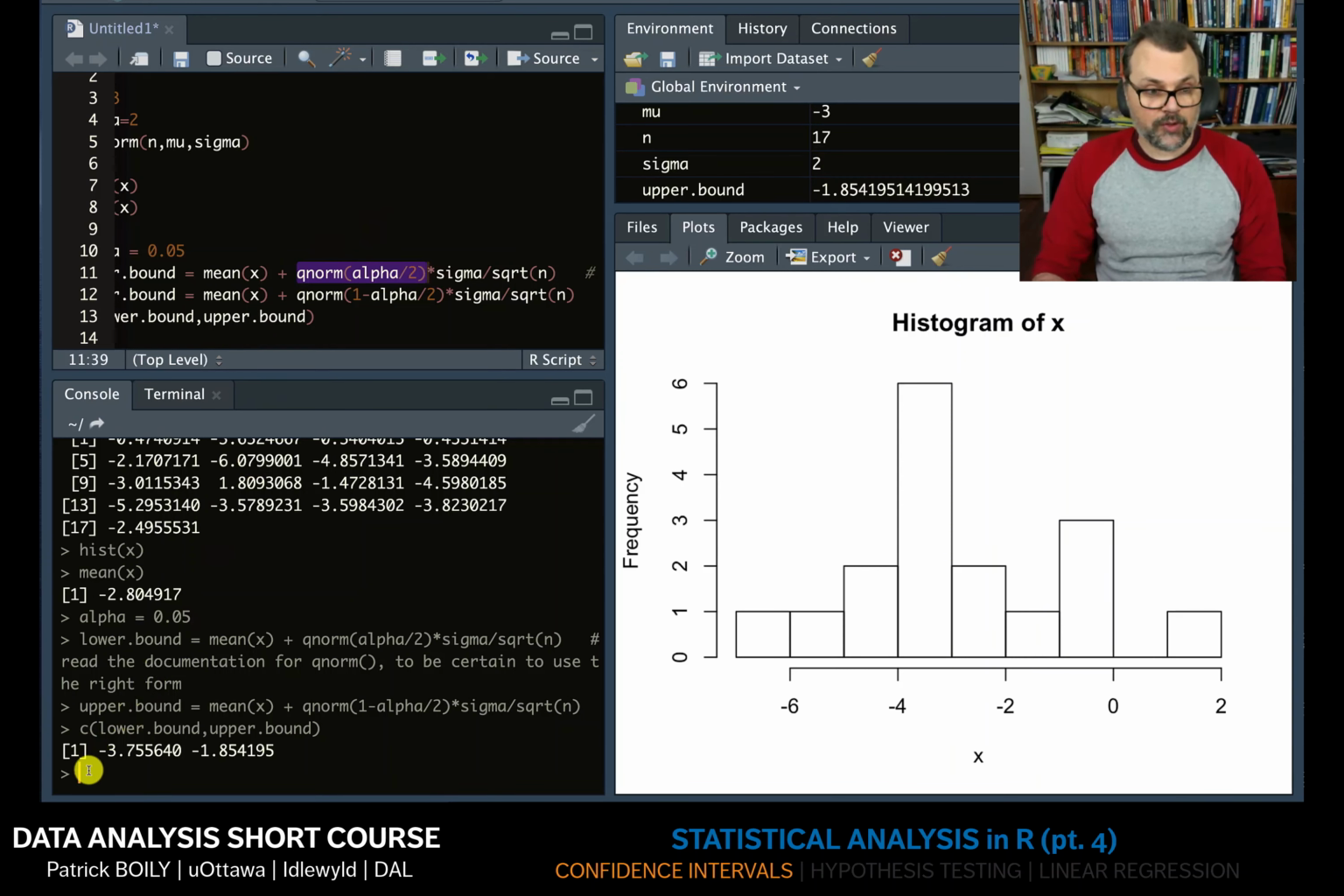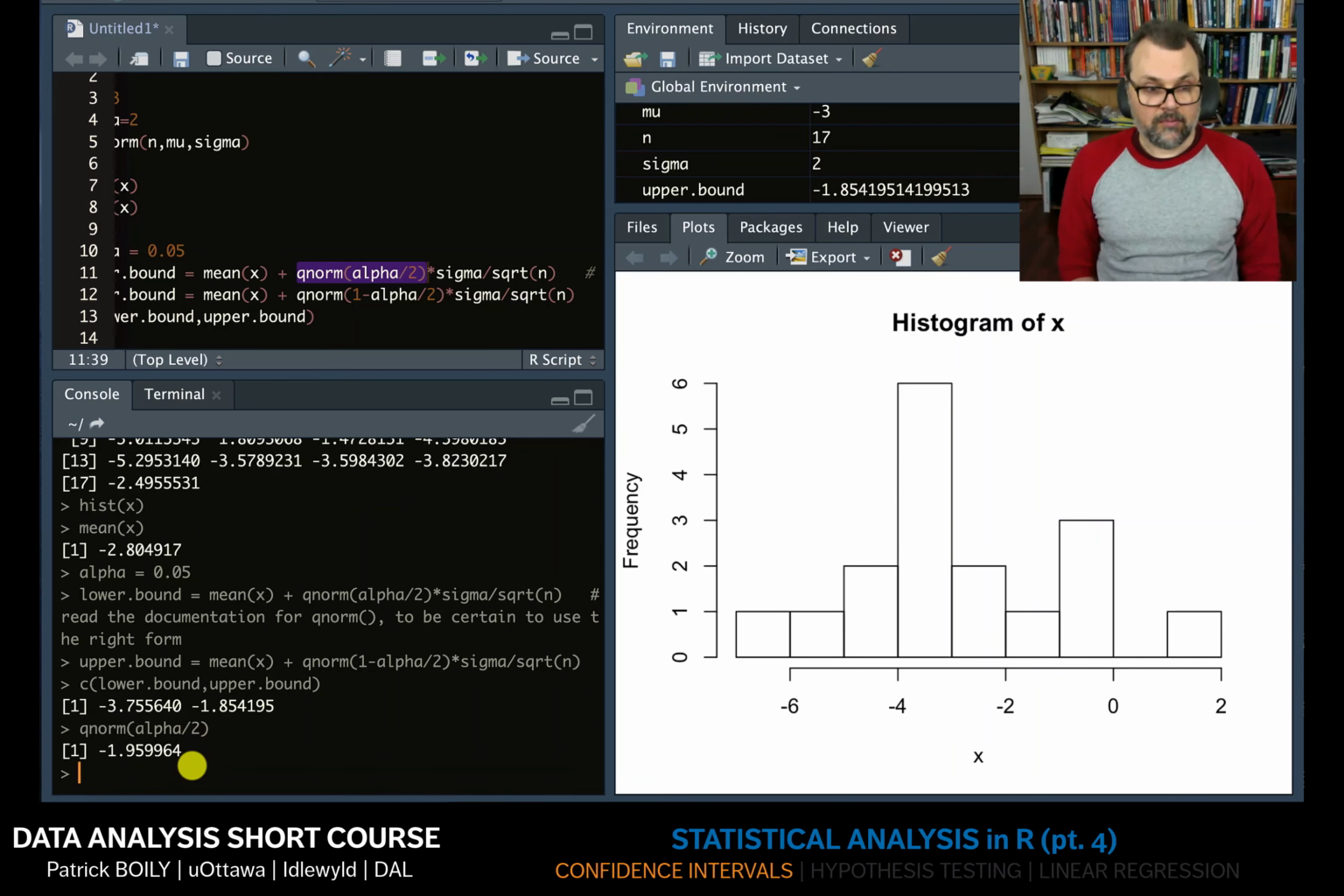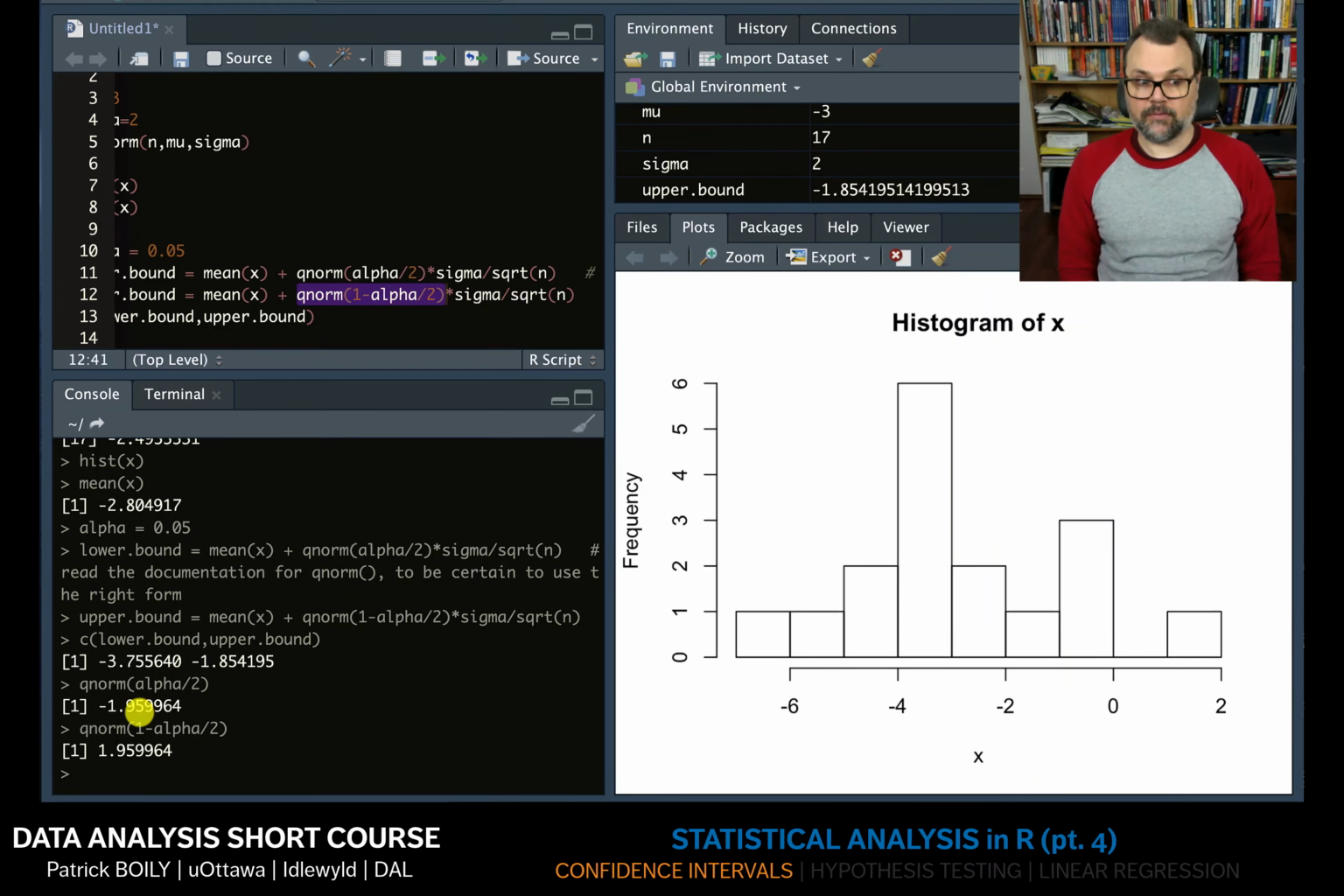Let's actually compute it. We'll see that we have -1.96. It is indeed the critical value, but it's the critical value in the lower end of the standard normal distribution. The positive one is this one here. So qnorm is not defined the same way in R as it is defined in your tables.